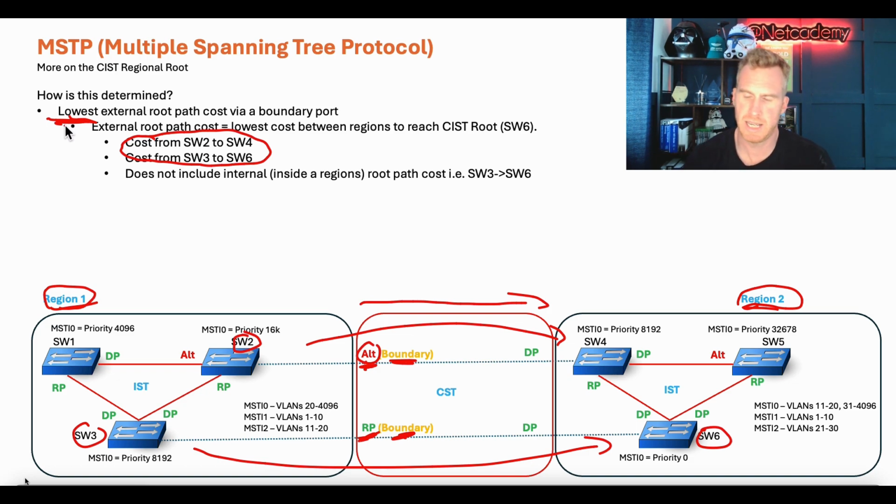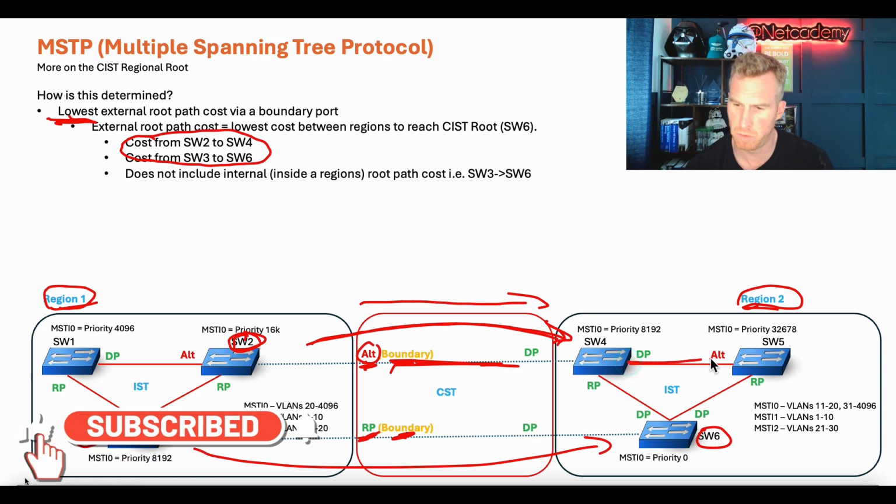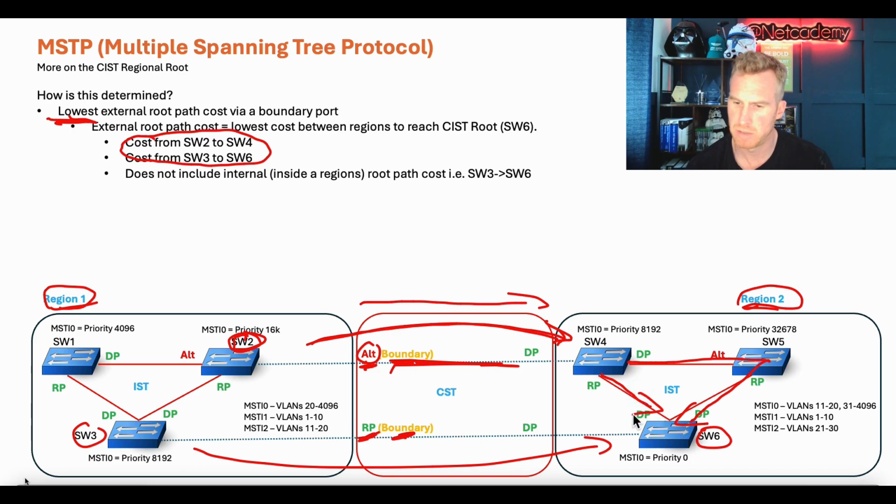But it does not include in its calculation the internal cost inside of that region. So if we look at it from SW2's perspective, to get over here, it's only looking at the cost on this interface here. It's not taking into account the cost of the interfaces to go from SW4 through SW5 to SW6, and even from SW4 down to SW6. It's not taking into account these internal costs. It's the external costs only, i.e. the ones going over those boundary interfaces between regions.